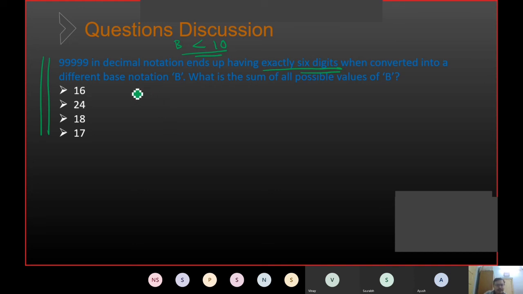So now, can base B be 6? If I look at 6-digit numbers in base 6, the minimum number possible is 6 to the power of 5, and the maximum possible value is 6 to the power of 6. So what is the range? 6 to the power 5 is 7776. 6 to the power 6 is 46,000 something. Which means base 6 is not satisfying because 99,999 doesn't fall in this range.